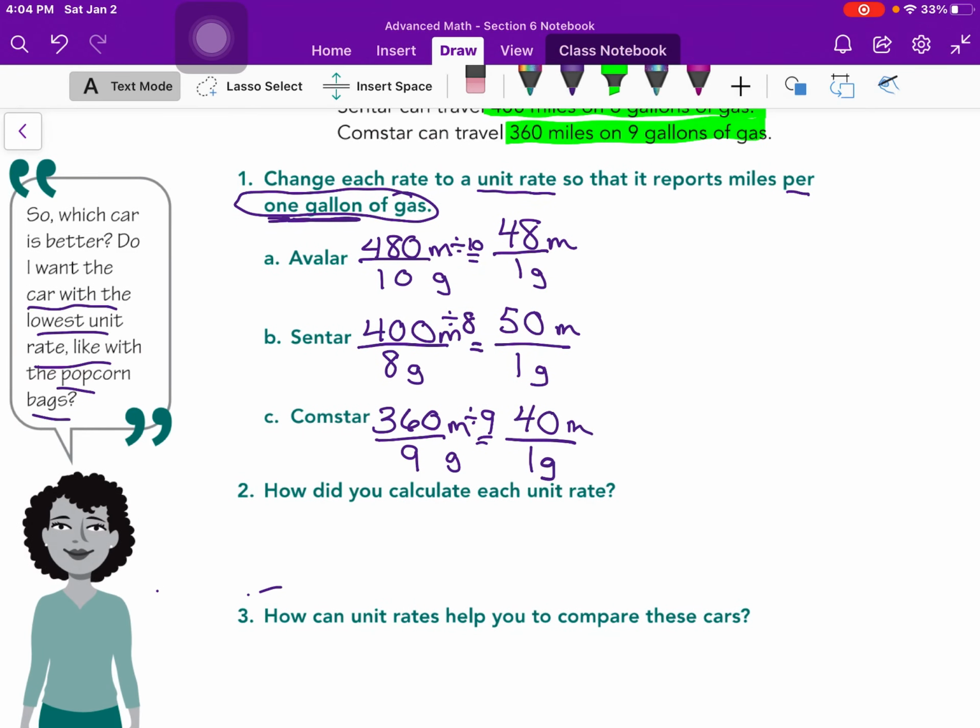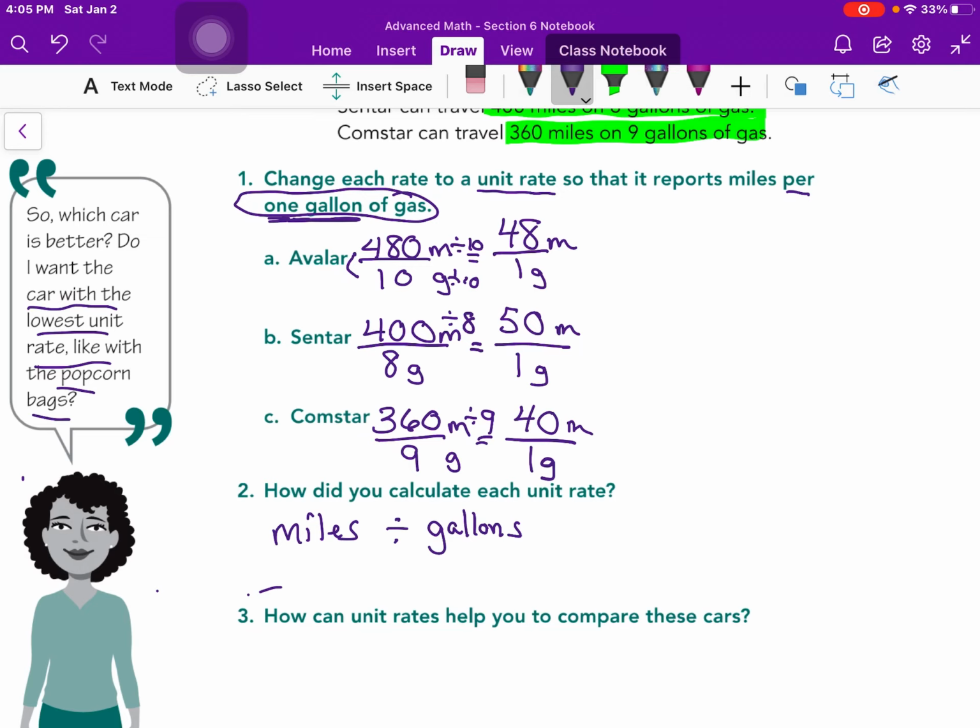It says, how did you calculate the unit rate? Well, if you didn't notice, in every single one, we took the miles divided by the gallons. Miles divided by gallons to figure it out. We divide by our top and our bottom to get our equivalent ratios.